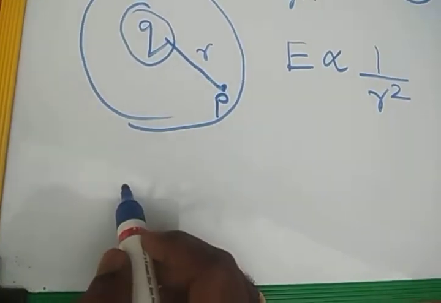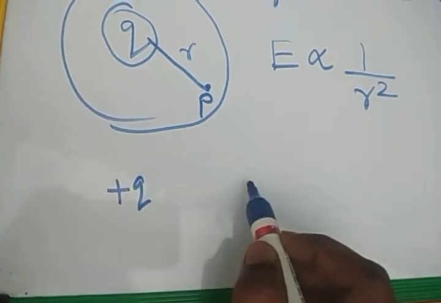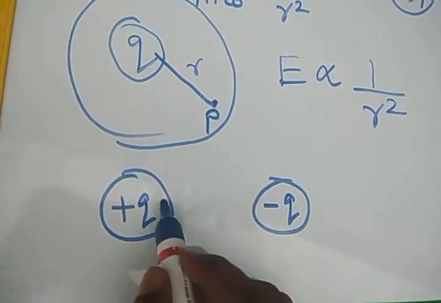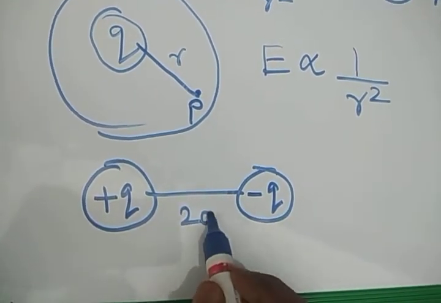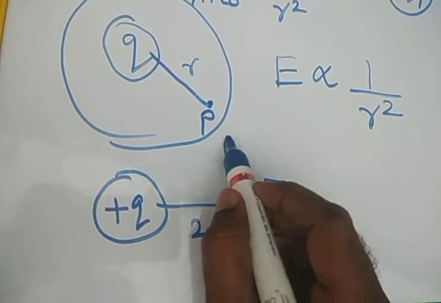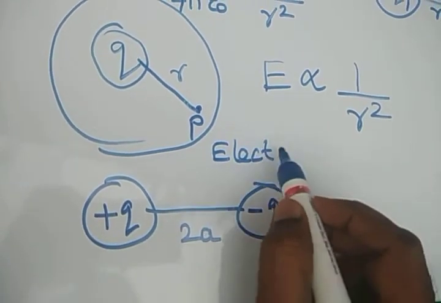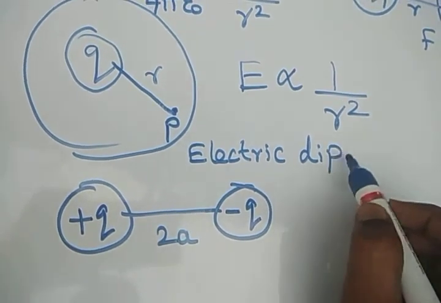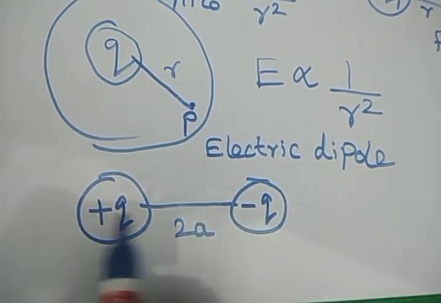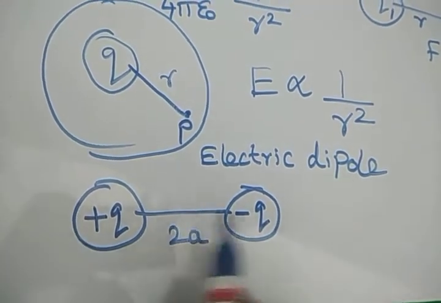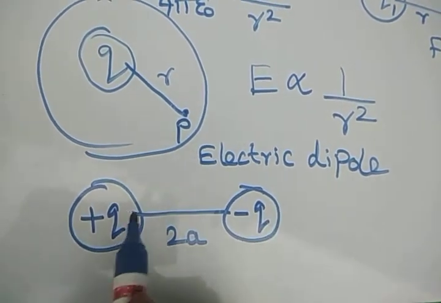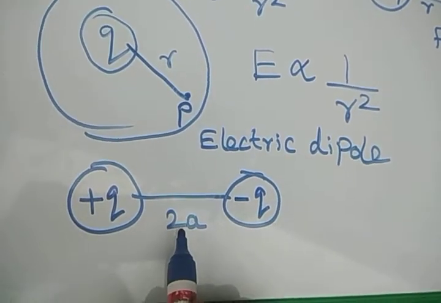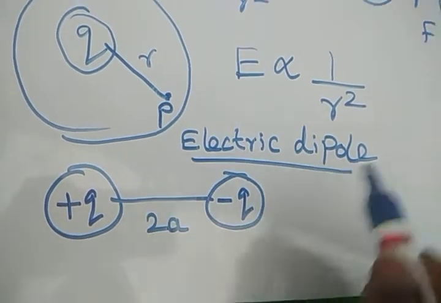Next we will see what will happen when two equal and opposite charges are separated by a very small distance 2a. This is called an electric dipole. Electric means charge, di means two, and pole means end. That is, two equal and opposite charges present at the ends, separated by a distance 2a, is called an electric dipole.